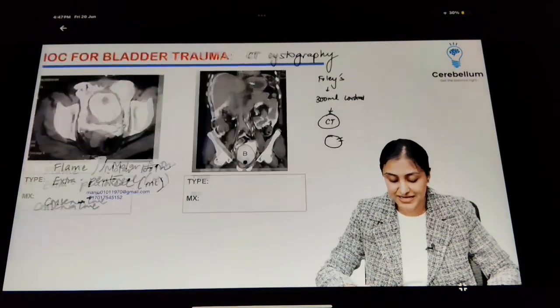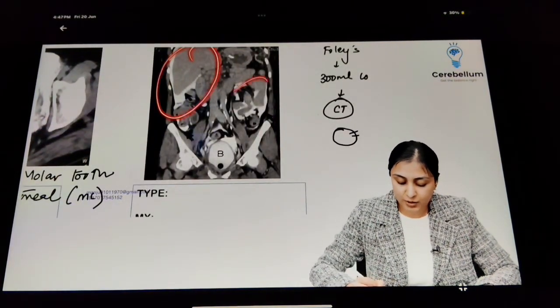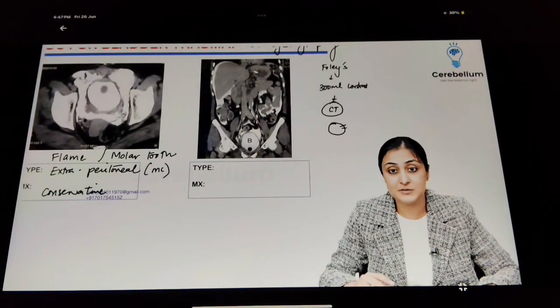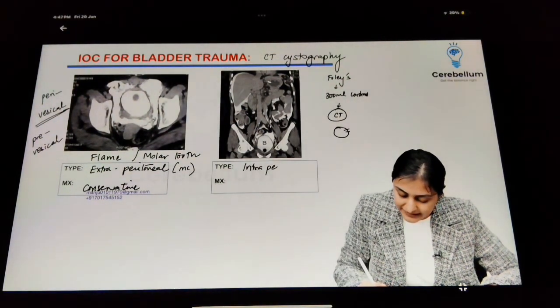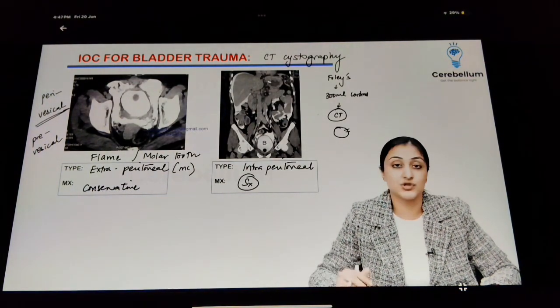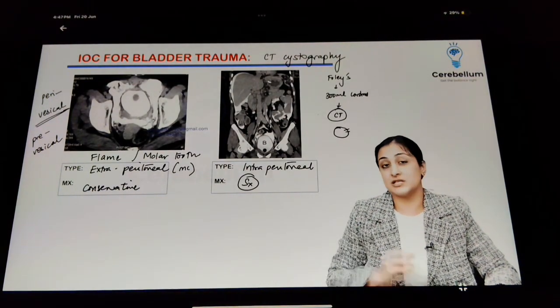But the more dangerous type is this one, where what do we observe? We observe that our contrast has now leaked into the peritoneal space. You can see it surrounding the bowel loops or in the perihepatic space. This is the intraperitoneal bladder rupture. It is not very common, but once it happens, this becomes an indication for surgery because the urine is leaking into the peritoneal space. So this is the approach to bladder trauma.